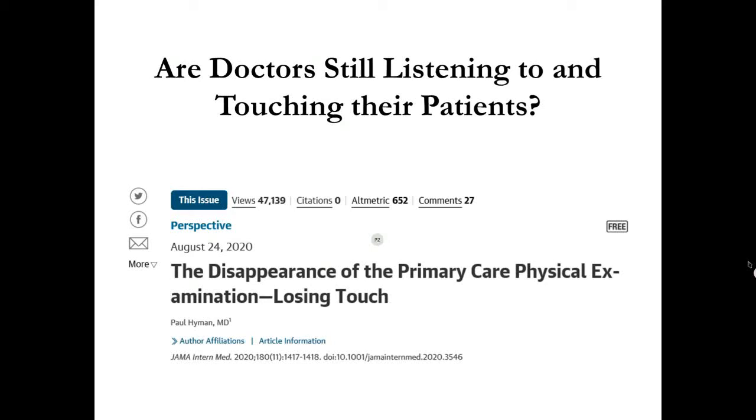CT scans, MRIs, procalcitonin, multiplex, I think the good old-fashioned way of taking a very good history and doing a thorough physical exam can never be duplicated. Thank you very much. This is the end of my discussion.